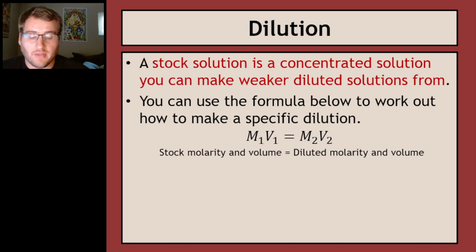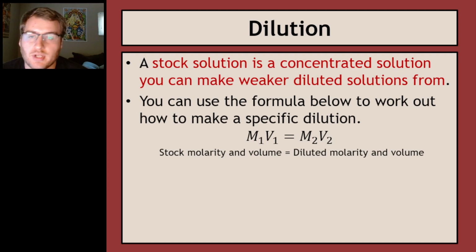Okay, and another thing we've already done, because we have to do this in labs all the time, is dilutions. Now, we're going to do the same math that we normally do with dilutions with our formula, M1V1 equals M2V2. A stock solution is a concentrated solution you can make a weaker diluted solution from. So that vocabulary will come up in questions quite a bit. Stock solution, meaning the thing that you're making it from, but it's generally very concentrated, so you can make a lot of weaker diluted solutions from it.